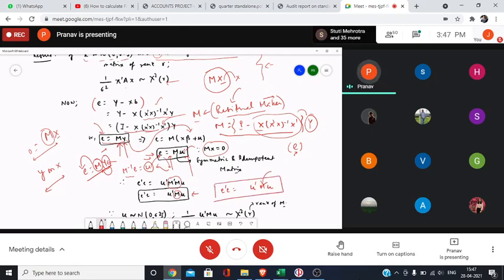ये M कैसा मैट्रिक्स है? M है सिमेट्रिक मैट्रिक्स एंड आइडेम्पोटेंट मैट्रिक्स.